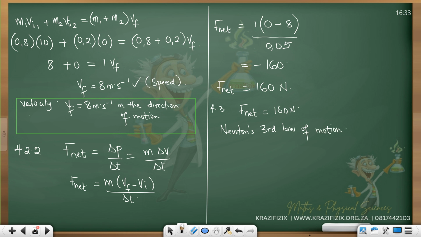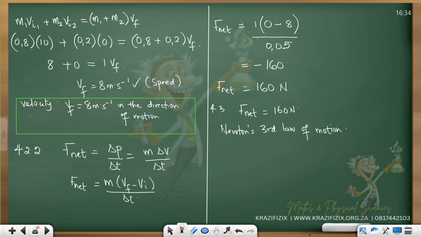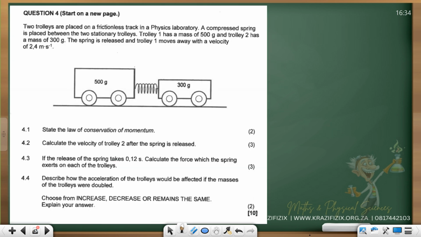Did they ask us to state? Let's look at it very well. They said, name the law that you applied. If they said name and state, then you state. This is naming the law. 1 mark. Newton's third law of motion. Are we okay with that? We're done with that question. Can you see? Easy peasy. Just understanding what you need to do makes it easy. All right, question dealt with.